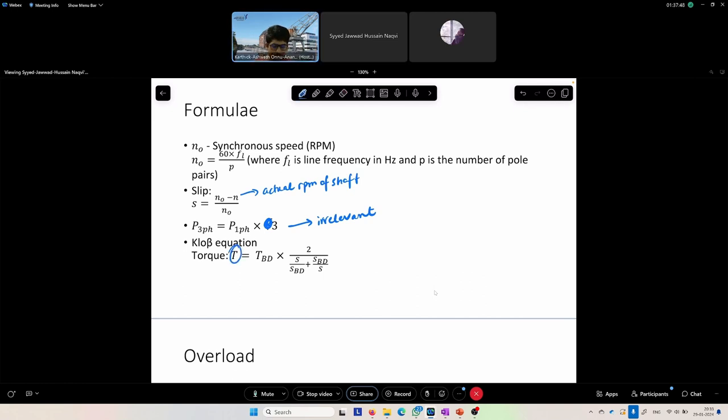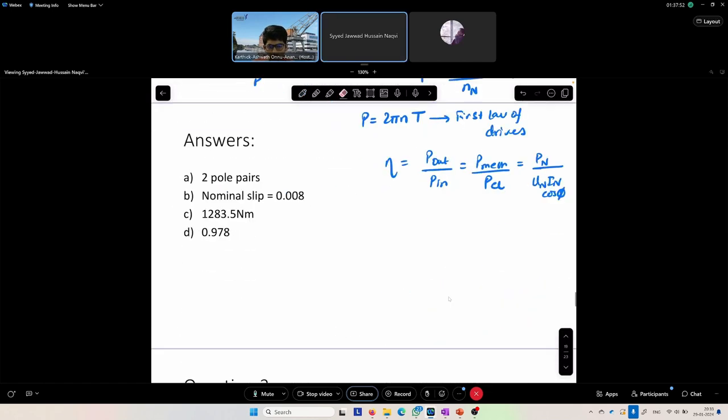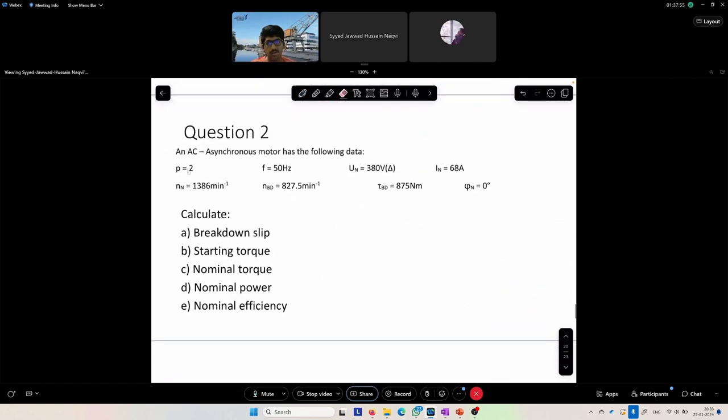No. Go back to the question. You have the number of pole pairs. Yeah. You have the RPM, nominal RPM, and also the breakdown RPM. So initially, use the nominal RPM to get the number of pole pairs. Here you can see it's near 50. Okay, sorry, pole pairs is given. I forgot. So for now, don't think about nominal RPM. You have breakdown RPM. You have number of pole pairs. So you know the synchronous speed is 1500. Use that to get the breakdown slip.